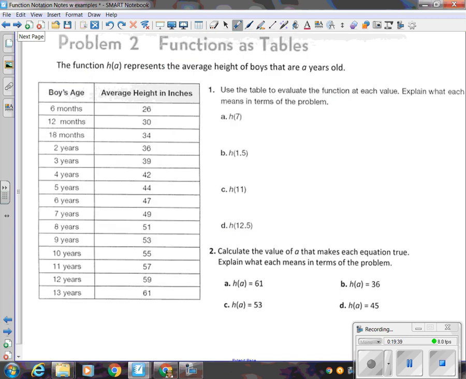Functions as tables. Same kind of thing. We're going to brush through these, and here we go. What do you think H stands for? Height. The function H parentheses A represents the average height of boys that are what? Years old. At the top, write this down. Height is a function of what? Of age. I would say that's what the H and the A both stand for, height and age. Everybody good? Yeah.